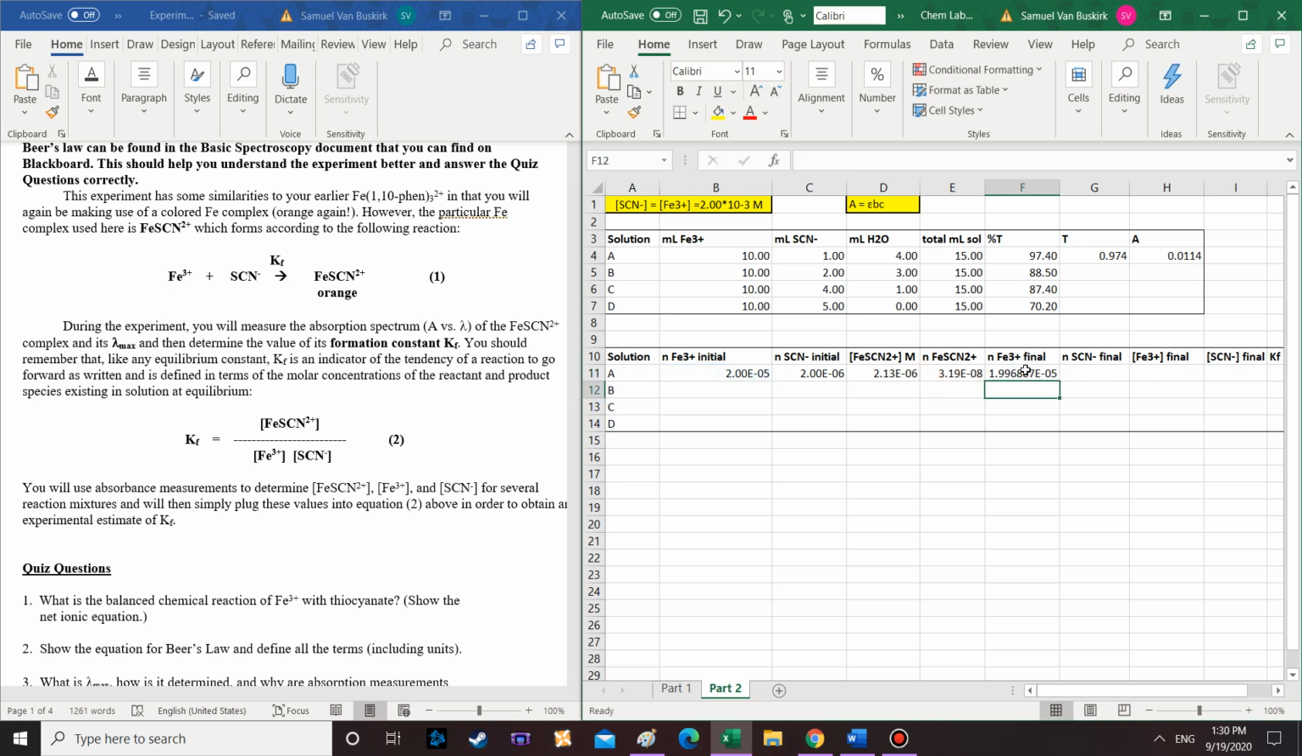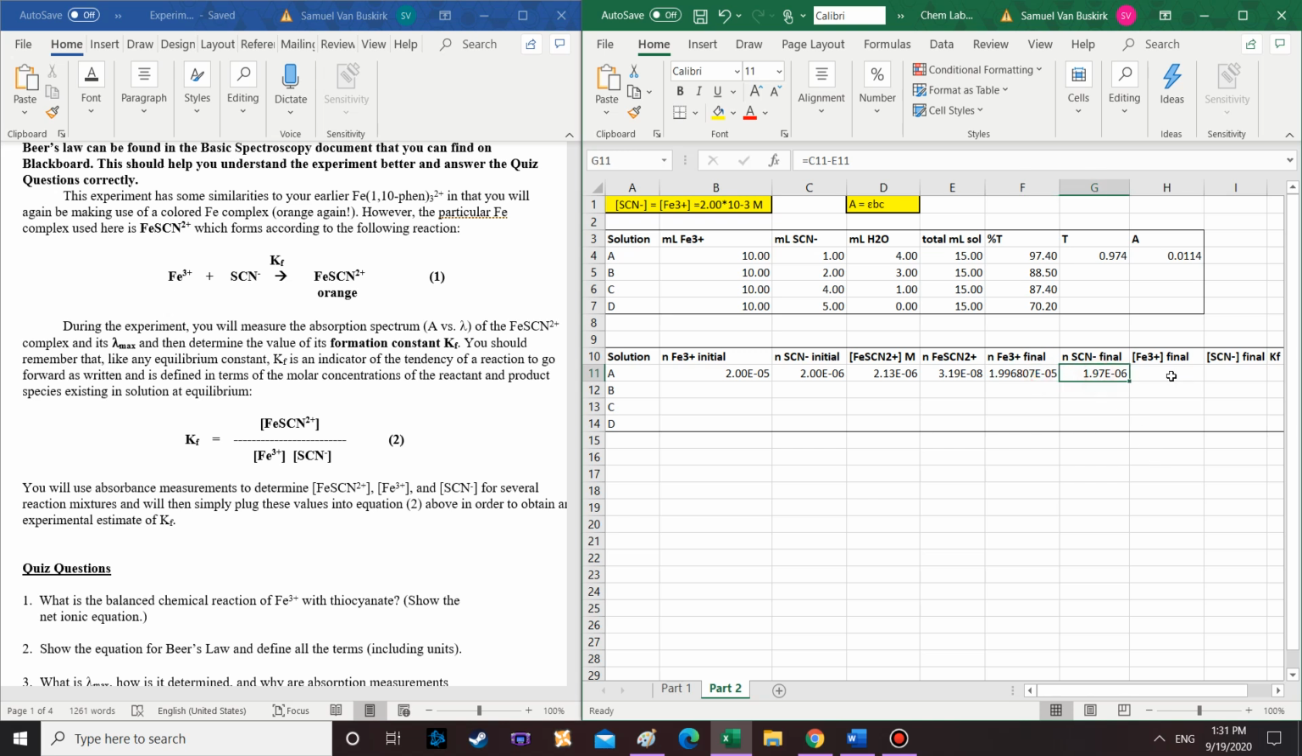And there you have it. That's the final moles of iron. We're going to do the same exact thing here. Now I'm not going to just drag this because that wouldn't give us the right calculation here. I'm just going to do this separately. We're going to do initial here minus final here. Enter, and there you go. So they're different by about a factor of 10 here, but they are different.